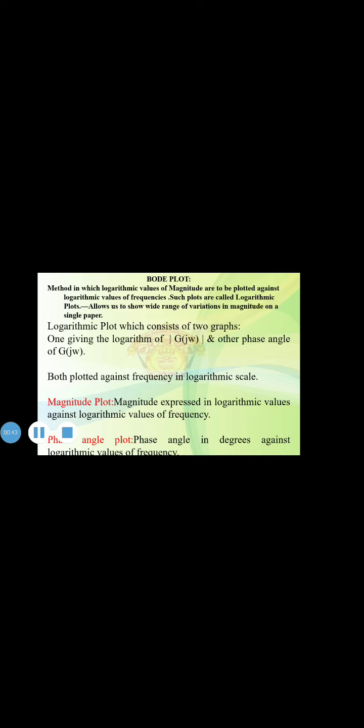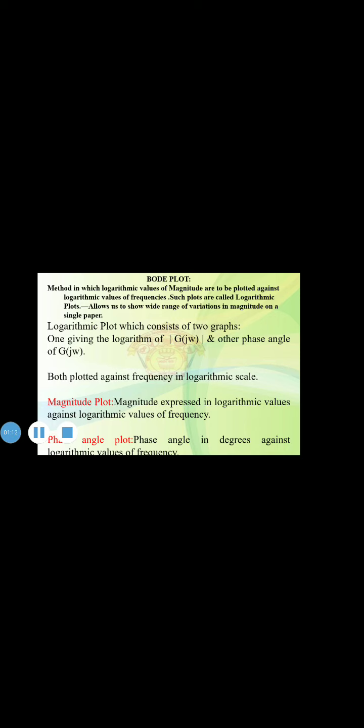So this was introduced by H.W. Bode, who suggested the method in which logarithmic values of magnitude are to be plotted against logarithmic values of frequencies. Such plots are called logarithmic plots, which allow us to show a wide range of variations in magnitude on a single paper. In general, Bode plot consists of two plots.